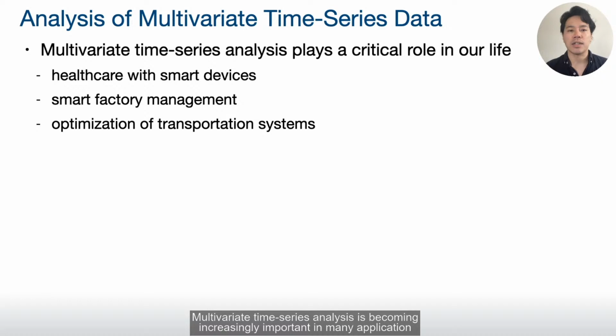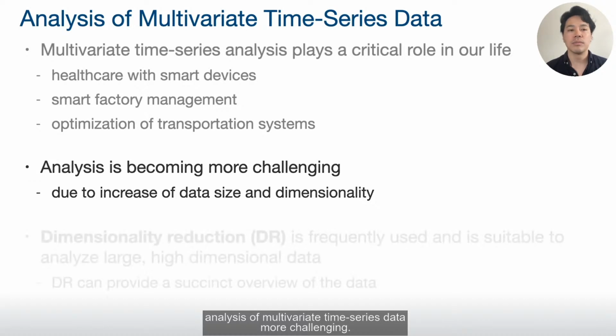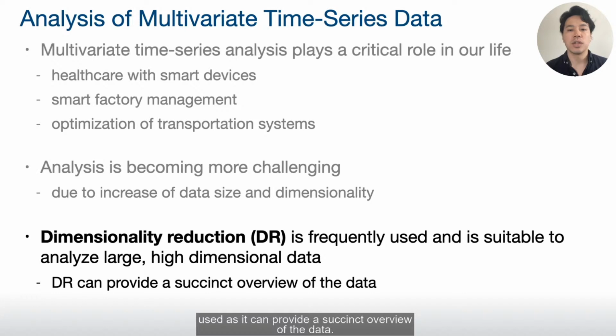Multivariate time series analysis is becoming increasingly important in many application domains, such as healthcare and car transportation. As seen in the emergence of the Internet of Things, the size and dimensions of available data are becoming larger, and this makes the analysis of multivariate time series data more challenging. To analyze such large and high-dimensional data, dimensionality reduction is frequently used as it can provide a succinct overview of the data.